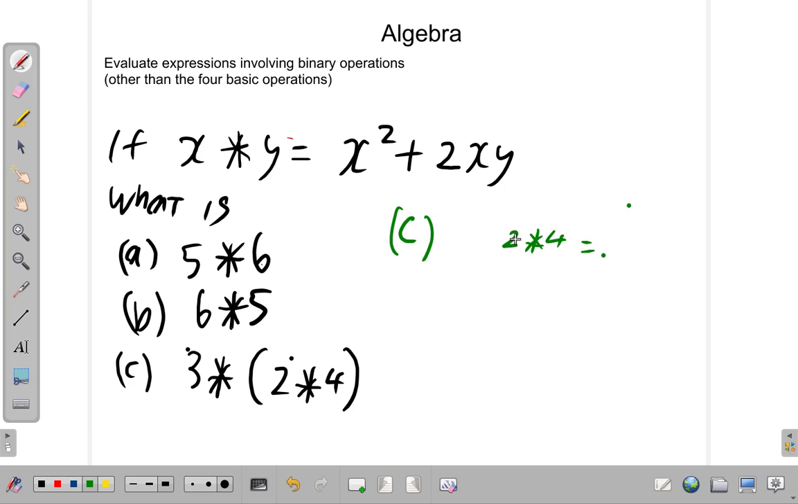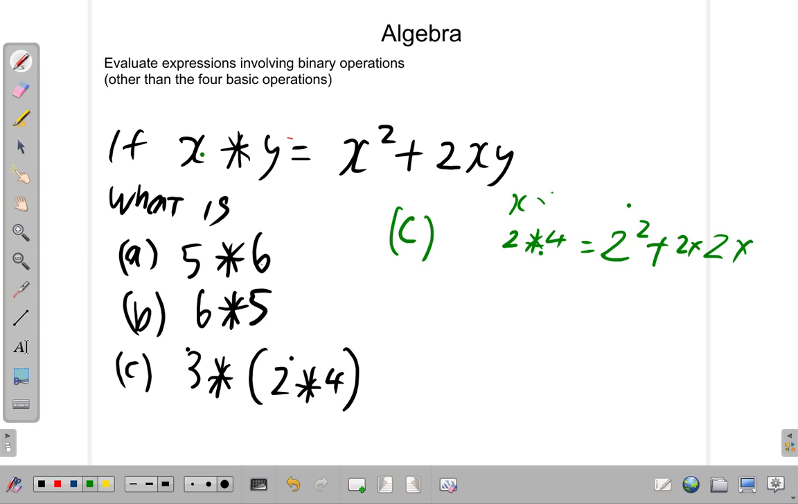x and 2 are in the same position, looking from left to right. x is at the front, 2 is at the front. So whatever happens to the x on the right is going to happen to the 2. So it's 2 squared plus 2 times x, which is 2, times. Then the y. y comes second on the left, so 4 comes second on the right. Whatever happened to y up here, same thing will happen to 4.